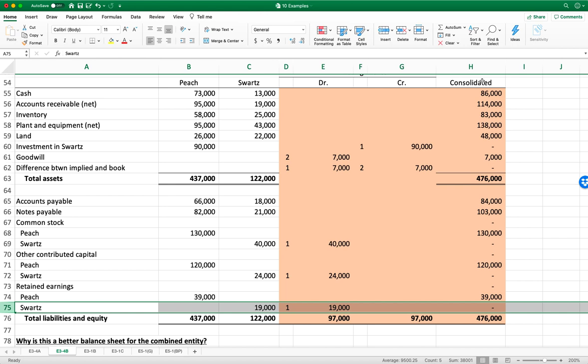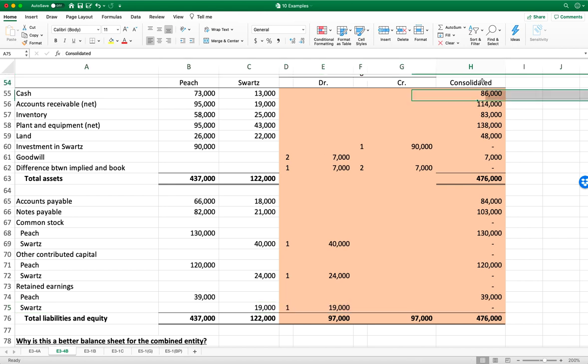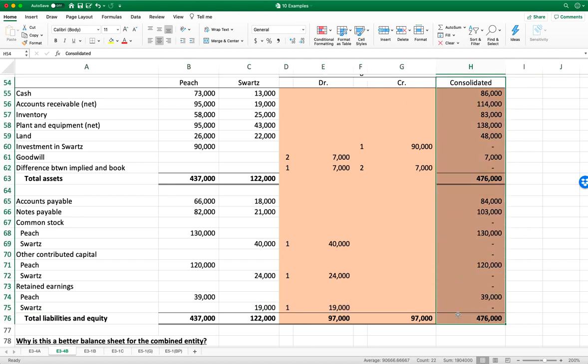If we were going to put together our financial statements, these are the numbers that we would take and type into our Form 10-K and issue to the SEC.